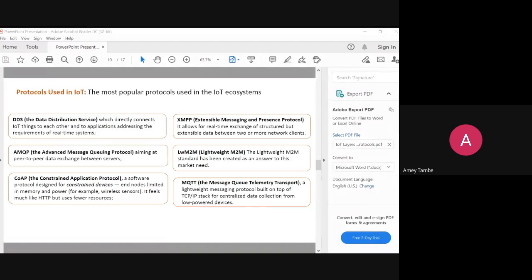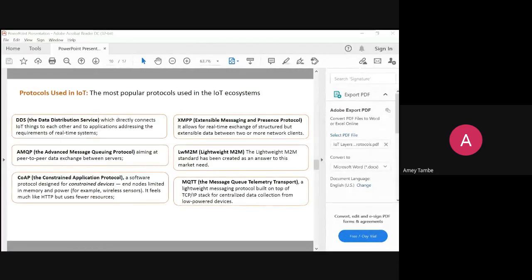Then we have LWM2M, that is Lightweight Machine to Machine communication. As the name suggests, it is lightweight, meaning it has a very light effect when we are using it for machine-to-machine communication. Once we talk about machine-to-machine communication, it has to have two factors in common. The first one is reliability and security, and the other one is interoperability between communication.